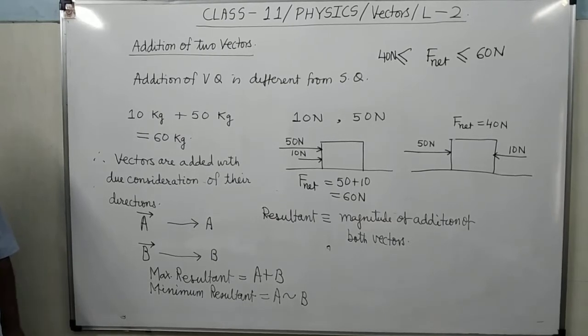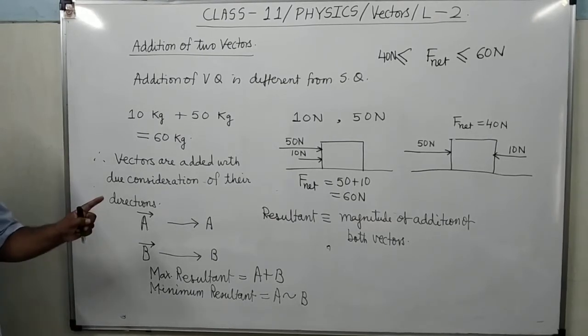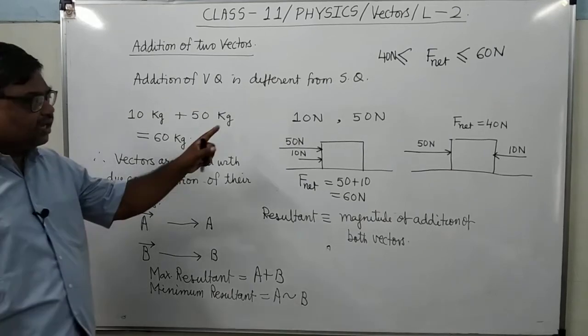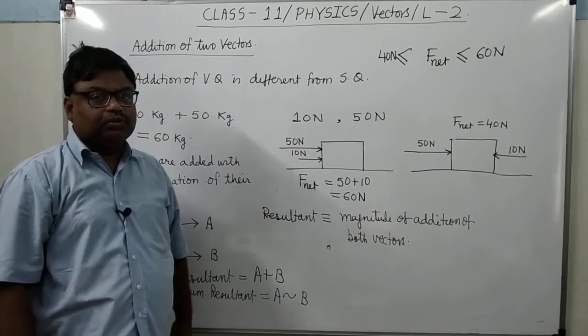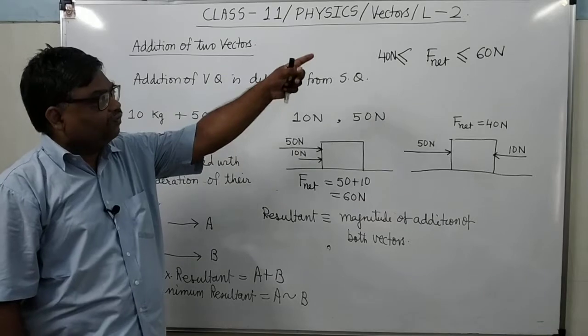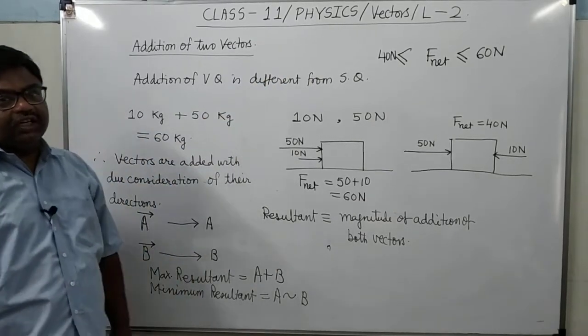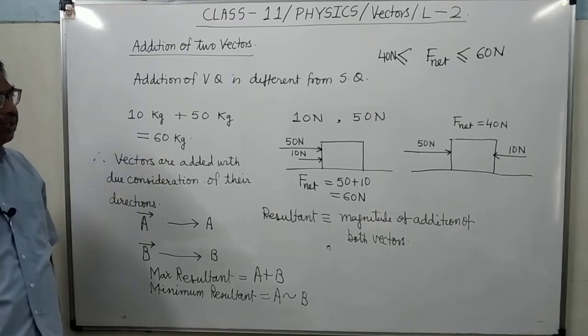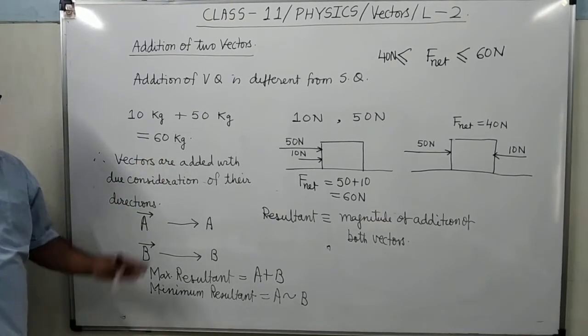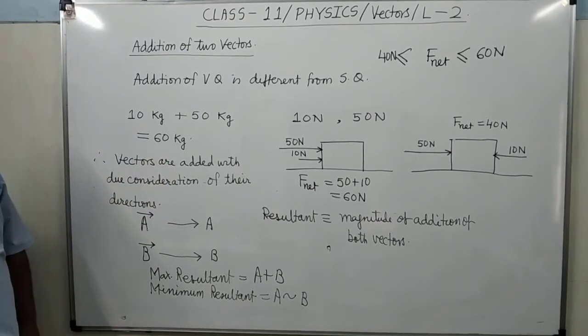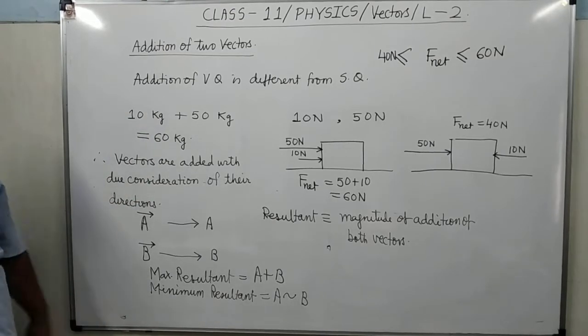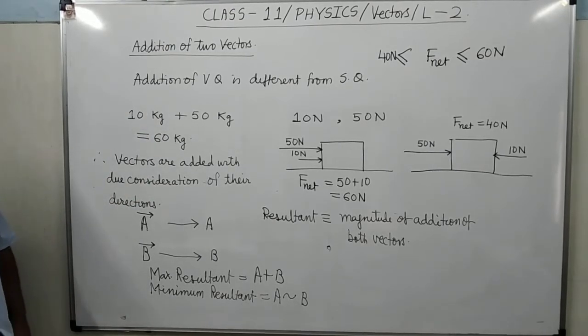It's clear? Whatever be the angle between the directions of these forces, their resultant will always be in that range from 40 to 60. It's clear? So we will remember that, we will come across it afterwards. I have told you earlier, so you can know this.